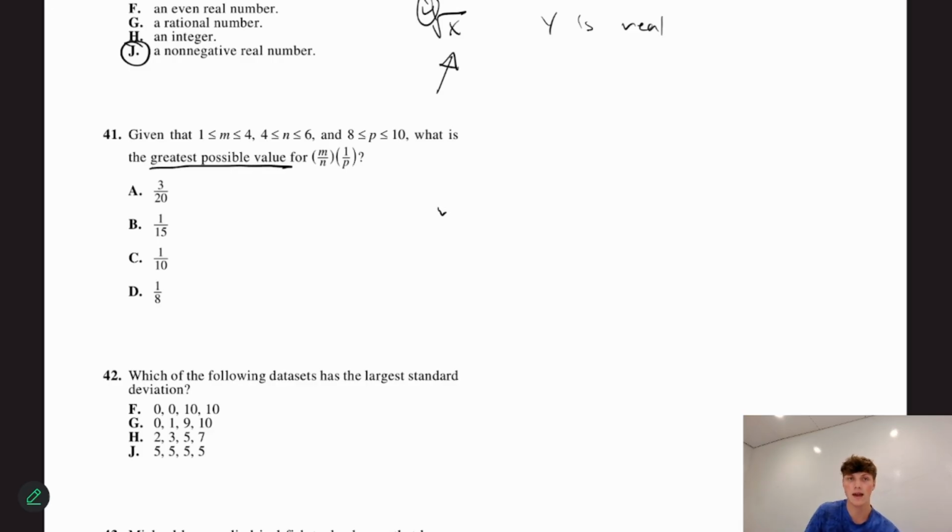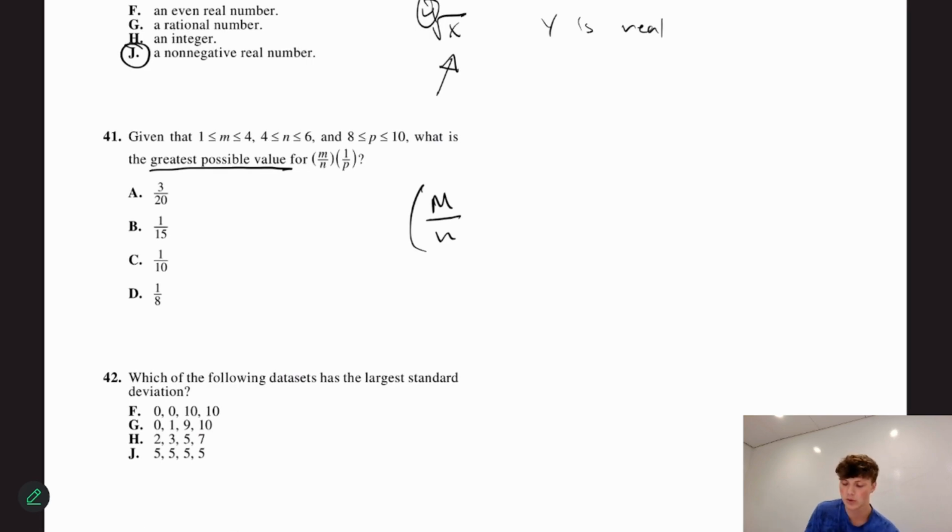Now, given that you have the greatest possible value, you're trying to maximize each variable's contribution to the total value. So we're looking to maximize this thing, okay? If we want m to be the thing that maximizes this, does a bigger m make our value bigger or smaller? It makes it bigger, right?